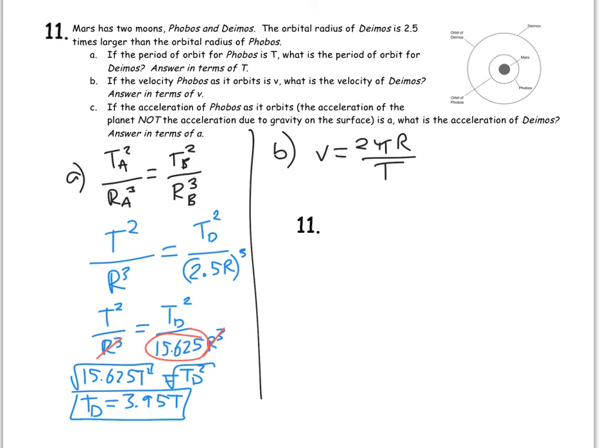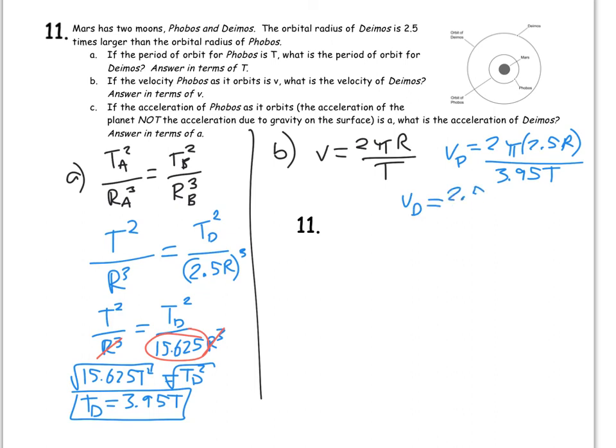So that is our first equation, and then for Deimos, I'm going to say Vd, the velocity of Deimos, is going to be 2 pi times 2.5 r, instead of r, and our period is going to be 3.95 T, what we just found in part A. So now it's a matter of just combining these two equations. What I'm probably going to do is take these two numbers here, the 2.5 and the 3.95, and pull those out of this equation. I think that's the simplest way of doing this.